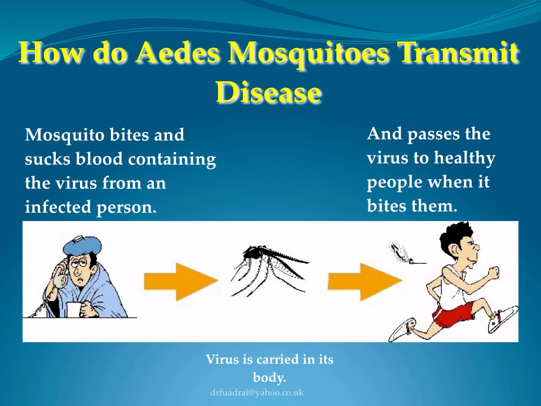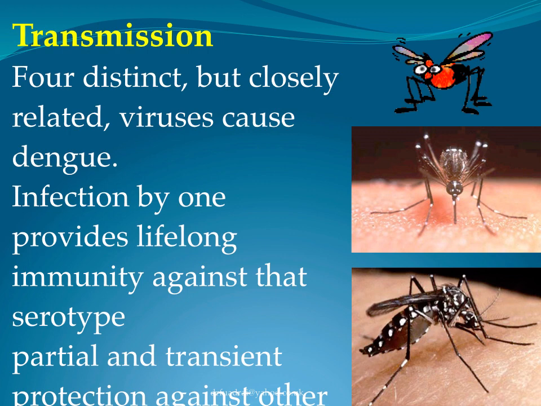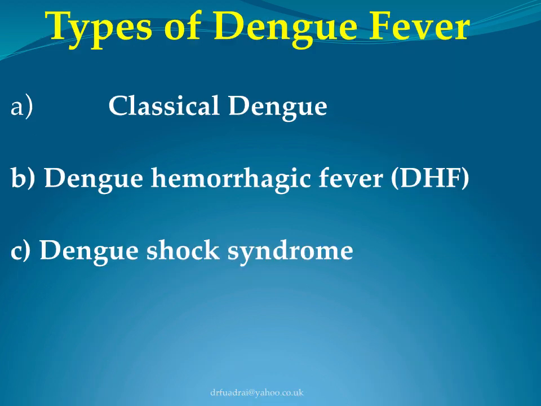This slide shows you how dengue is transmitted from an infected person to a healthy person. There are four distinct but closely related viruses that cause dengue. Recovery from infection by one provides lifelong immunity against that serotype but confers only partial and transient protection against subsequent infection by the other three. There are three types of dengue fever: the classical dengue, the dengue hemorrhagic fever, and the dengue shock syndrome. All of these constitute the dengue syndrome.